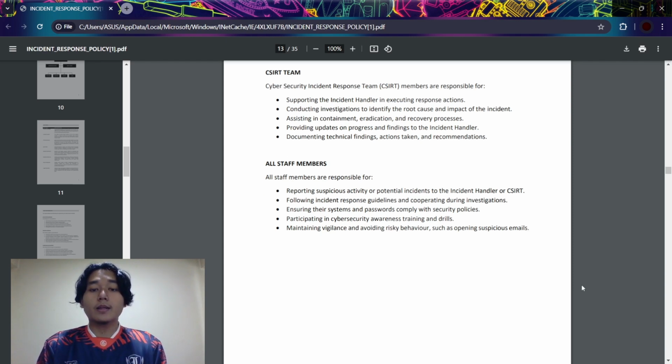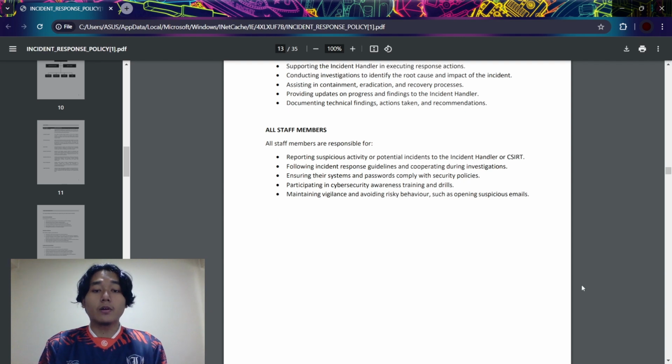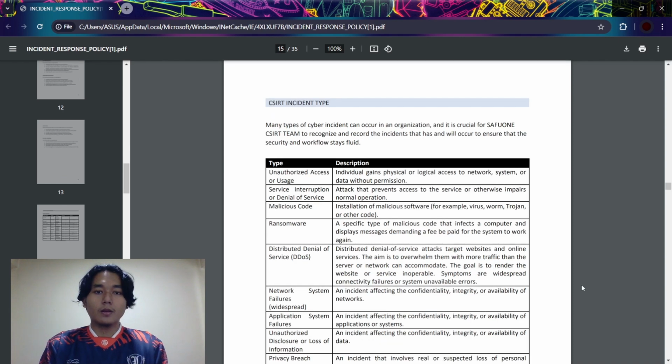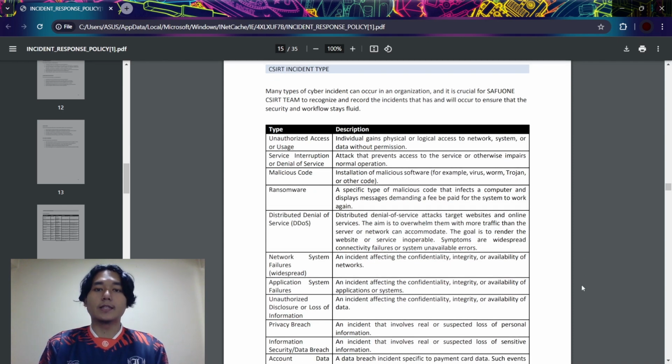For all staff members, they are responsible for reporting suspicious activity or potential incidents to the incident handler or CSIRT, following incident response guidelines and cooperating during investigation, participating in cybersecurity awareness, training and drills, maintaining vigilance and avoiding risky behaviors such as opening suspicious emails. I will skip the contact information. Okay, let's go to the CSIRT incident types.